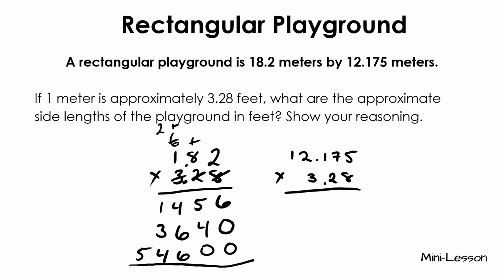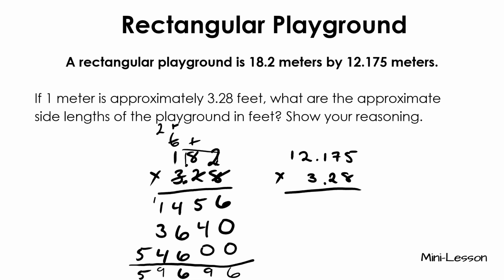All right, 0 plus 6 is 6. 5 plus 4 is 9. 6 plus 6 is 12. Plus 4 is 16. So we will carry our 1. 4 plus 3 is 7. Plus 1 is 8. Plus 1 is 9. And then 5. And now we count the numbers behind the decimal.